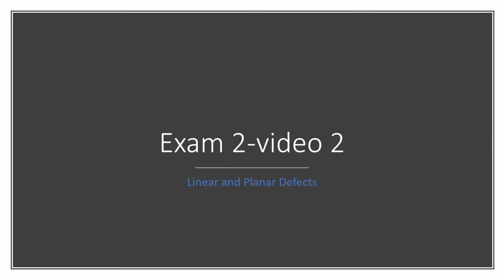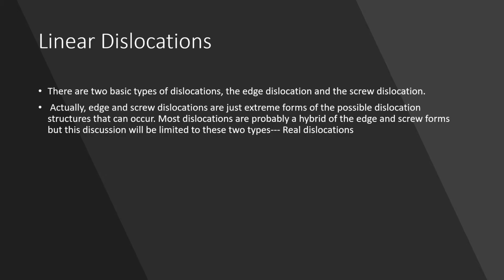In this video, we will be discussing linear and planar defects in crystal structures. First, let's focus on linear dislocations. There are two basic types of dislocations, the edge dislocations and the screw dislocations.